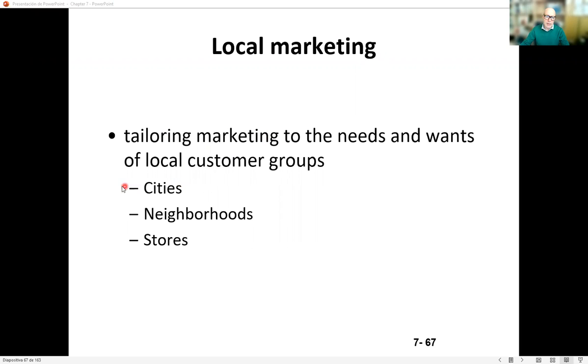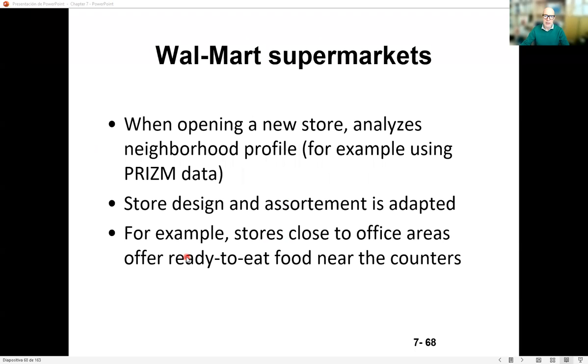So local marketing would be targeting specific cities or neighborhoods or stores. And an example of a company doing this is Walmart, the supermarket chain that, when it opens a new store, analyzes the neighborhood profile using, for example, the Prisma data, and then it adapts the design and the assortment of the store to this profile. So, for example, if the supermarket is near office areas, they offer more ready-to-eat food, and also they offer that near the counters.